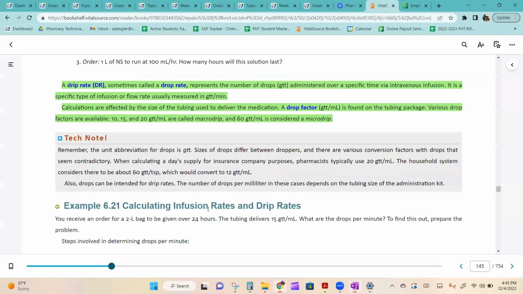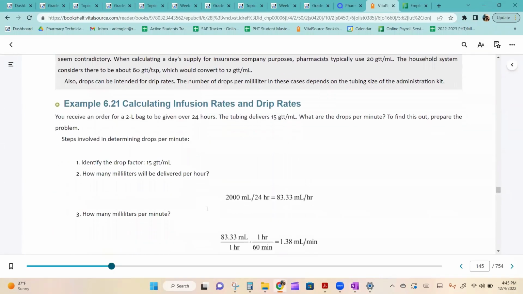So let's see, first example here. You receive an order for a 2-liter bag to be given over 24 hours. The tubing delivers 15 drops per ml. So that is the drop factor, 15 drops per ml. What are the drops per minute?